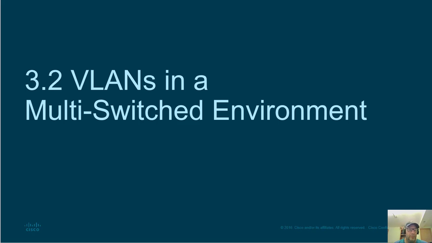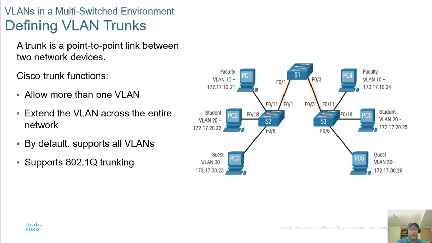CIT 1122, Module 3, Section 2, VLANs in a multi-switched environment. What we're going to get into in this section is when we're connecting switches to other switches, when VLANs have been added to our intermediary devices, to our switches. So we can look at some of the bullet points here.